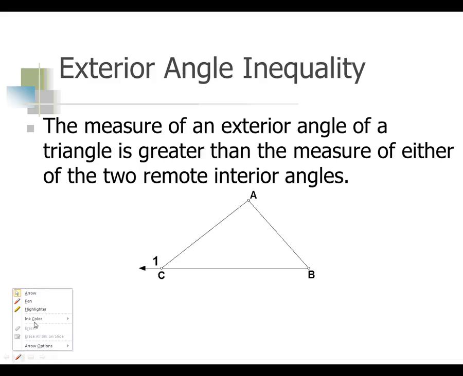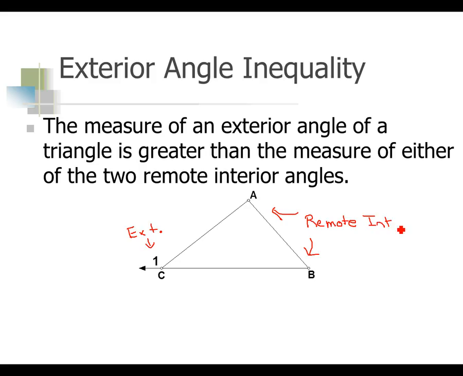So looking at this one specifically, we can see that angle 1 is in the exterior, and angles A and B are its remote interior. What we learned about these in our last unit was if we add the two remote interior, angle A plus angle B would equal angle 1. You add the two remote interior to get the exterior one.